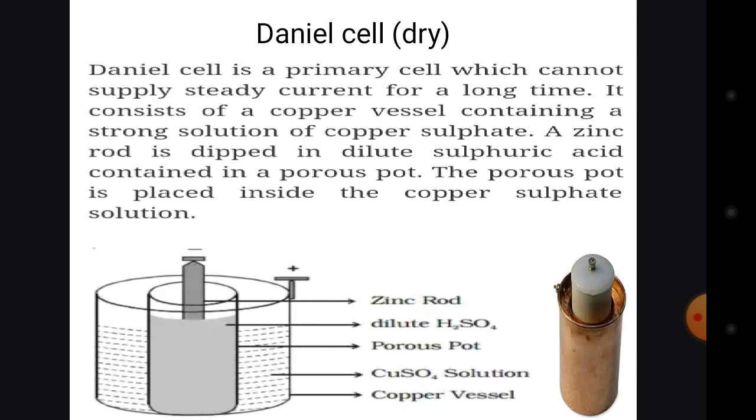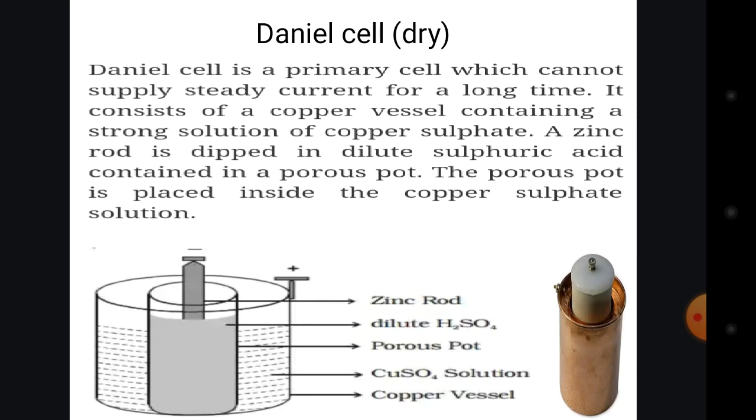So here we are going to talk about the Daniel cell. This Daniel cell is also a dry cell, and when we say something is dry, I mean it is not liquid, it is already dried. A Daniel cell is a primary cell. That means it is not a secondary cell, and it cannot supply steady current for a long time.